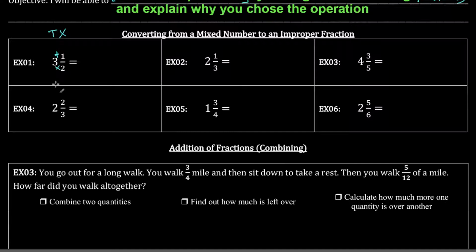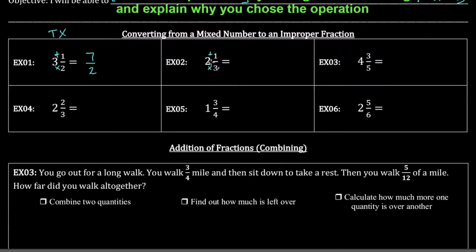Texas, see? So 3 1/2 is how many halves? That's the question. 3 1/2 is how many halves? Well, 3 wholes times 2 is 6 halves. So 3 times 2 is 6. 6 plus 1 is 7. So 3 1/2 is equivalent to 7 halves. Let's do it again.